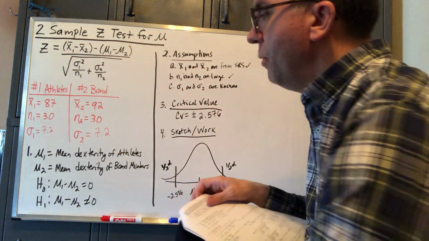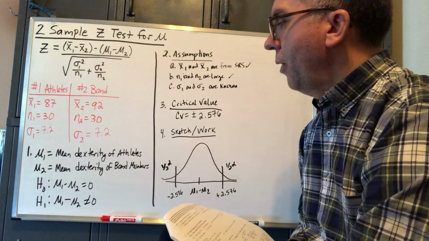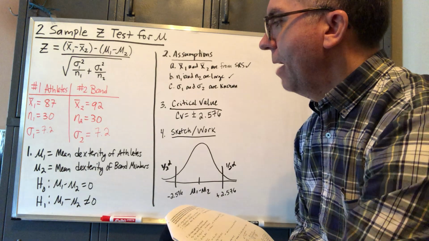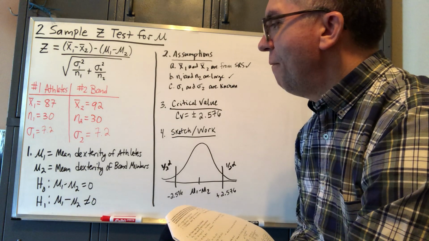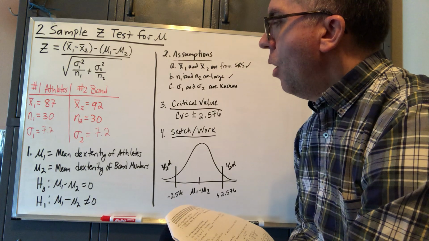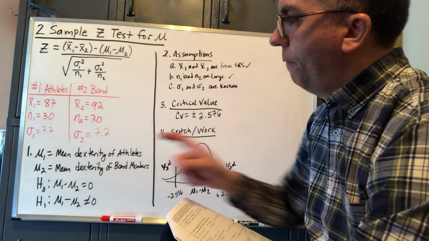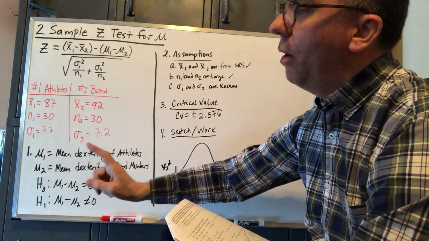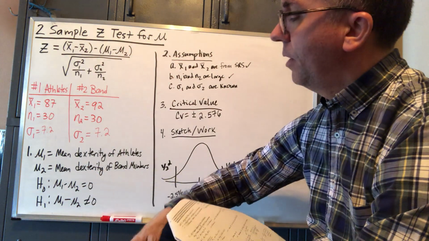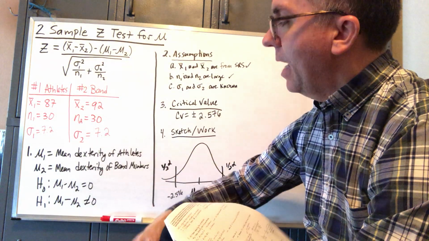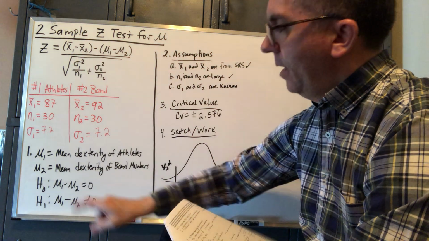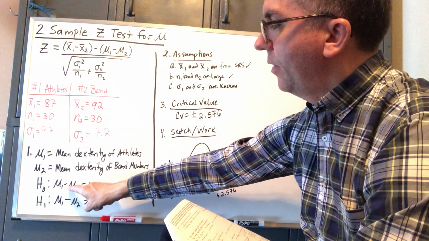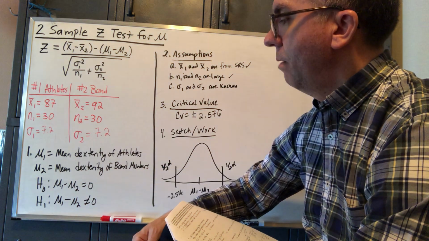So step 1, mu1, that's the mean dexterity of athletes, and mu2 is the mean dexterity of band members. So what I'm going to do is subtract the two. So the first one is our null hypothesis. There's no difference because the question is always the alternate. The question was, is there a difference? Which means the difference is not 0. Think about that. If I subtract the 2 and it's not 0, they're different. Okay? So my null hypothesis is mu1 minus mu2 equals 0.